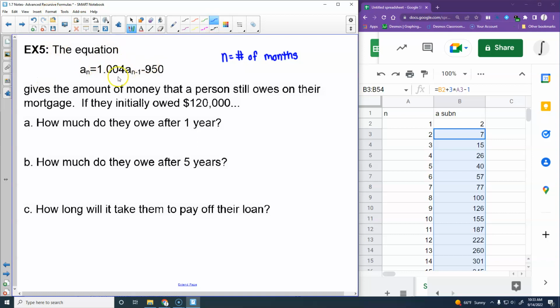Let's talk about what's happening here. What's this number telling us? What's happening? Okay, it's being multiplied, and it's a number bigger than 1. So what does that tell me is happening? Growth. So in terms of loans, what is that? It's our interest, right? So it would be 0.4% interest.